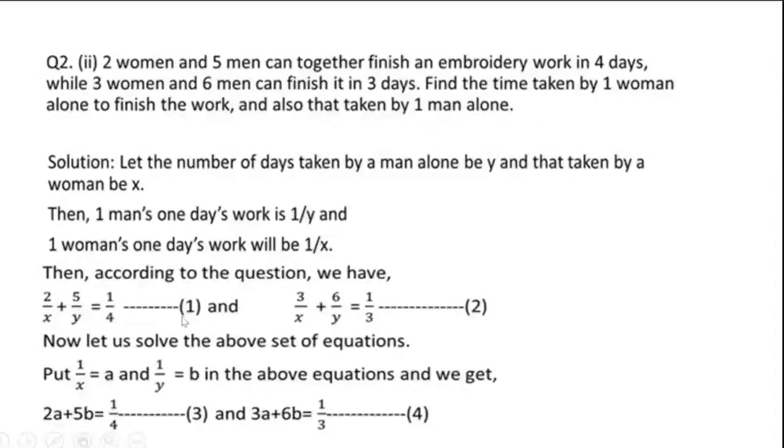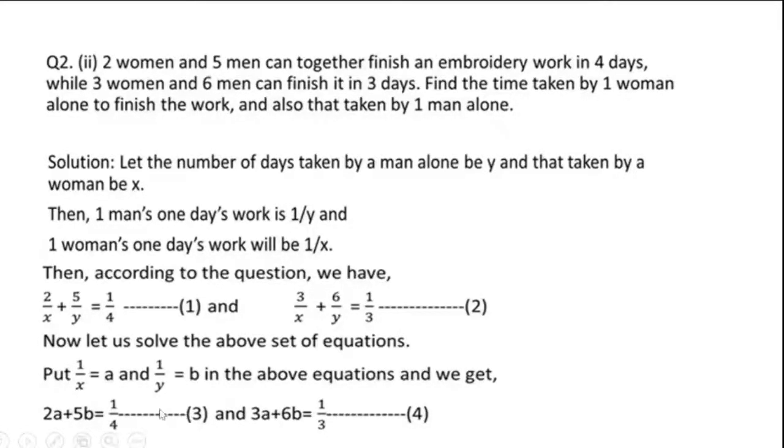Exactly same way, when 3 women and 6 men can finish it in 3 days, my second equation will become 3 upon x plus 6 upon y is equal to 1 upon 3. I'll solve it by reducing these equations to linear equations. I will put 1 upon x to be as a and 1 upon y to be as b, and I get 2a plus 5b is equal to 1 upon 4 and 3a plus 6b is equal to 1 upon 3.